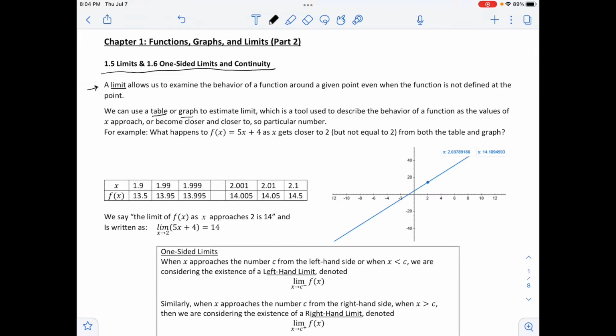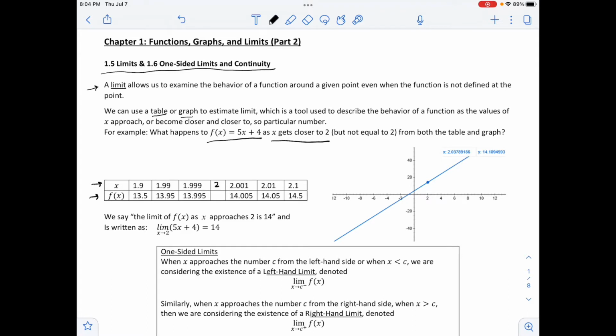For example, what happens to f of x equals 5x plus 4 as x gets closer to 2, but not equal to 2? So maybe there's a hole at 2 in the graph, and so it's undefined at that point. And so we have a graph given and also a table given. Looking at this table, this value in here that's missing is a 2. I'm going to go ahead and put that in. I want you to note there's the x values and then also our y values, our f of x.